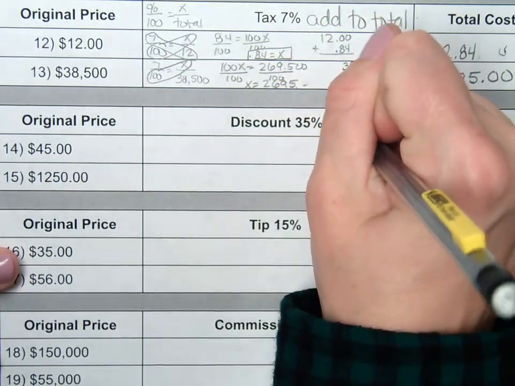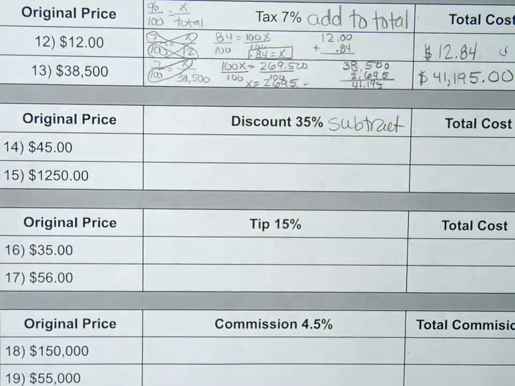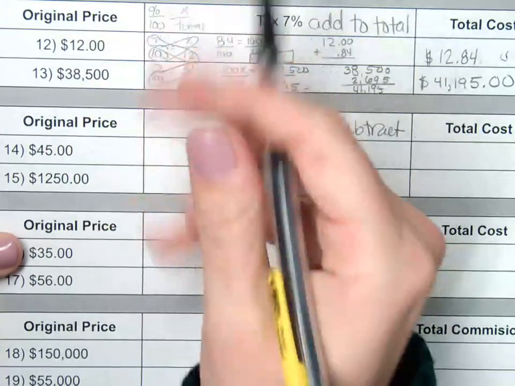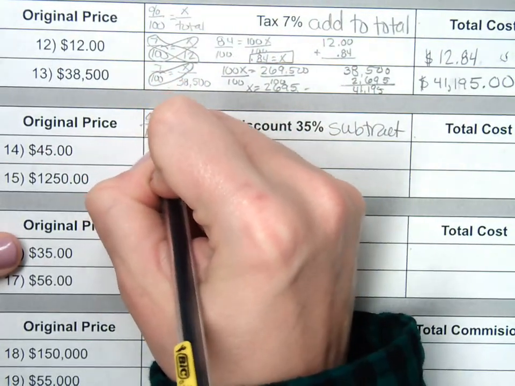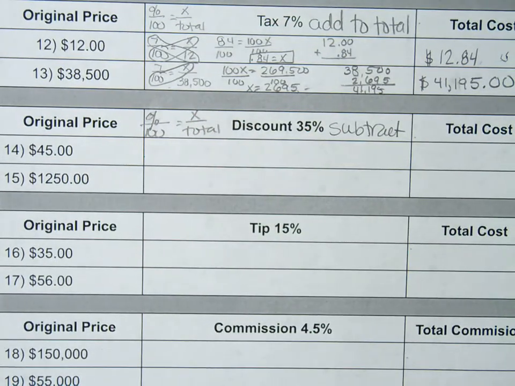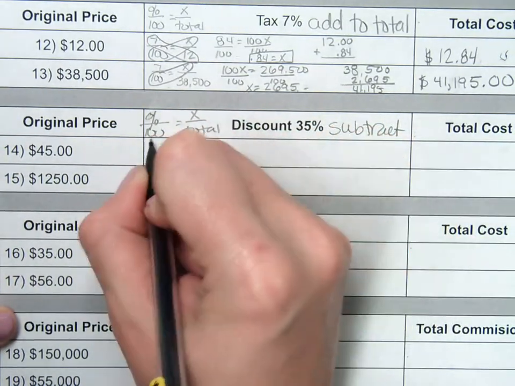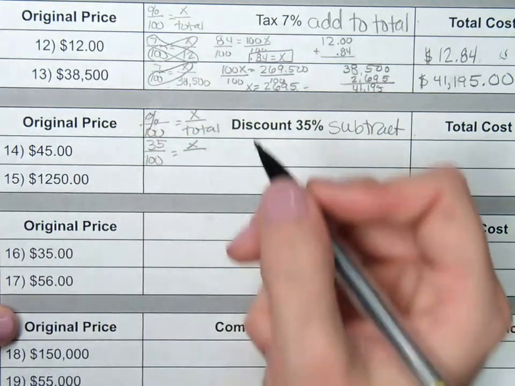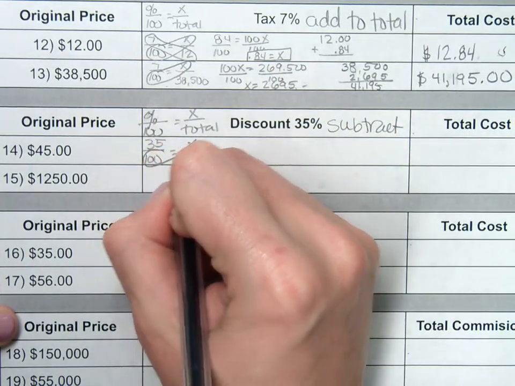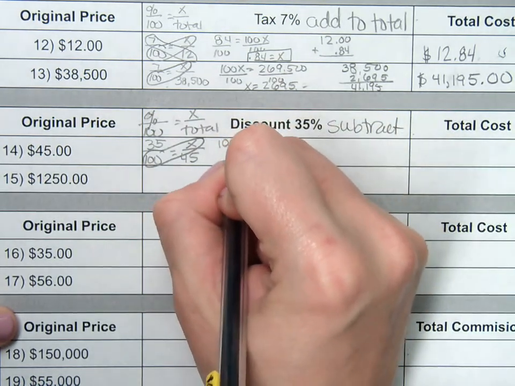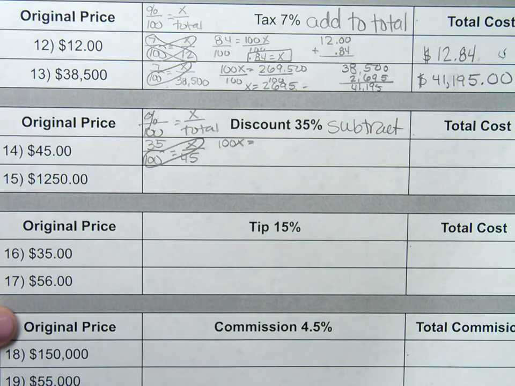This is the amount we're taking off. So we're subtracting. This means that you're saving money on a product you're buying. So we need to do the percent over 100 equals X over your total. So we have my discount of 35% over 100 equals the amount off over $45. Now we cross multiply. 100 times X is 100X equals 35 times 45.